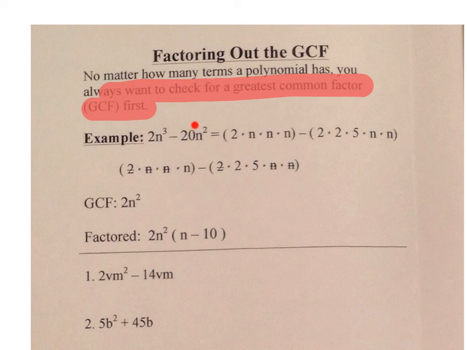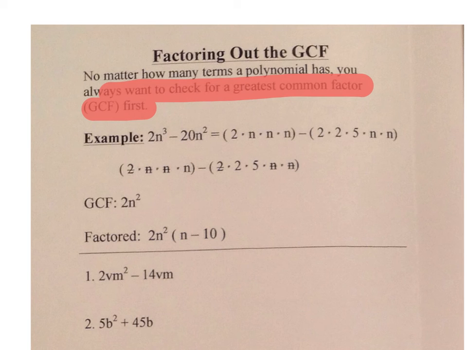Now let's look at the 20. 20 means 4 times 5. 4 can also be written as 2 times 2, times 5, which is a 20. So you have to break it down into the prime numbers. The n to the power 2 is n times n.